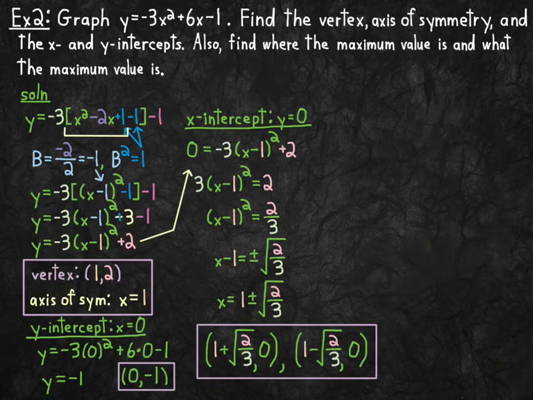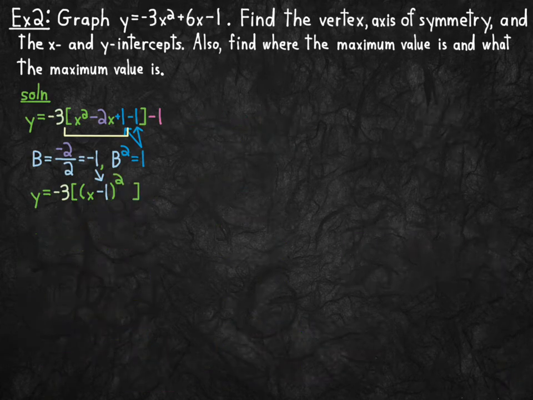Oops, went too far. Hit the wrong button. And I still have the minus 3 on the outside from here, and I still have this minus 1 on the outside of the bracket from here. So this minus 1 is this one right here, minus 1. This minus 1 is from here. So it's important to keep track of this.